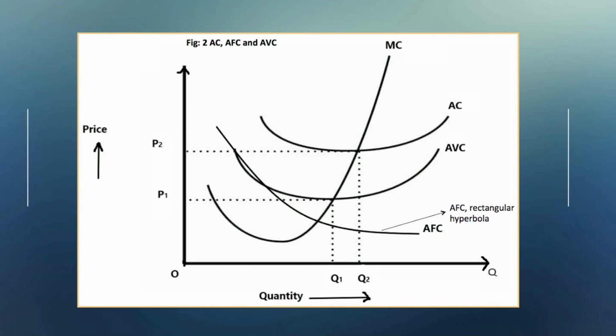Why is this so? Because initially when the average cost declines, both AFC, the average fixed cost, and the average variable cost are declining. Then the average variable cost reaches a minimum, but the average fixed cost continues to decline, thus pulling down the average cost curve. But after that, the average variable cost starts rising steeply, pulling the average cost curve up.